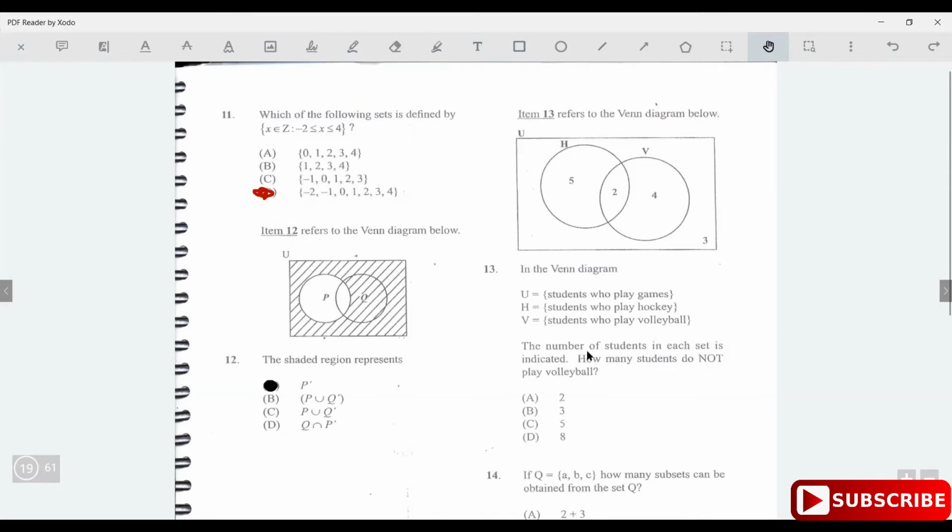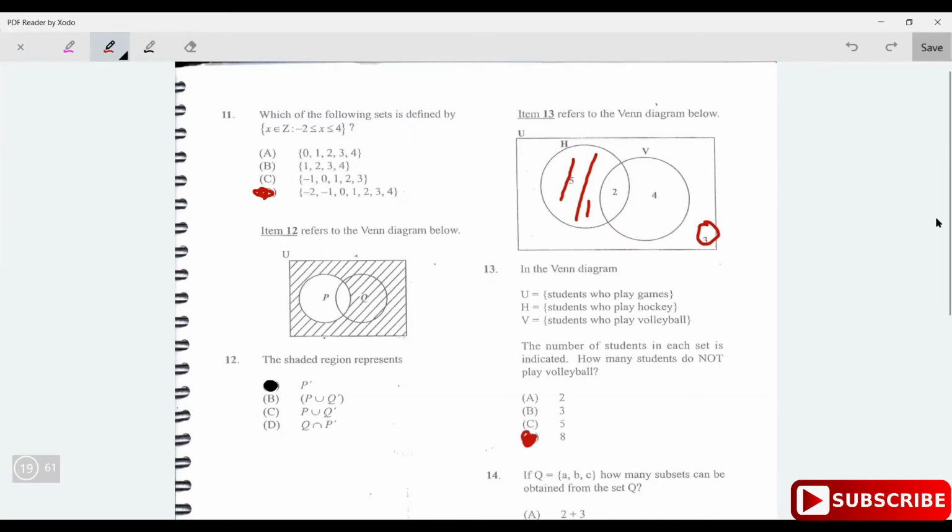How many students do not play volleyball? Students that do not play volleyball. Don't play volleyball is these 5 persons, and these 3 persons don't play volleyball. 5 and 3 is 8. That's 8 persons, which is option D.